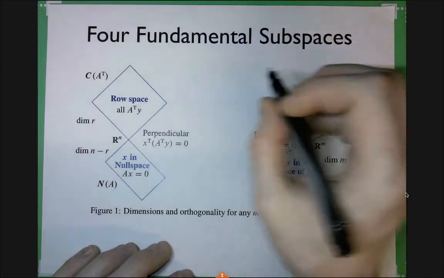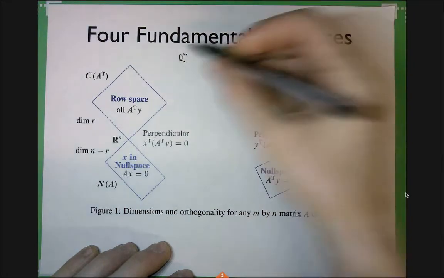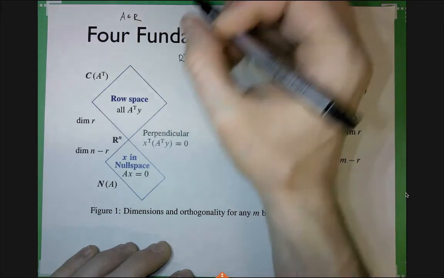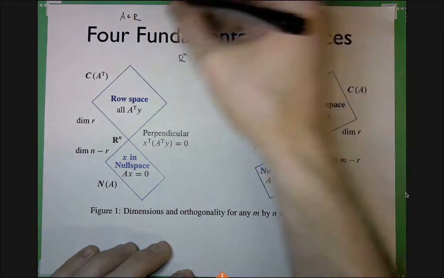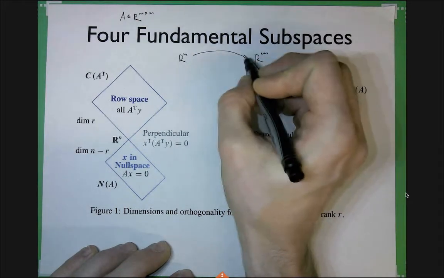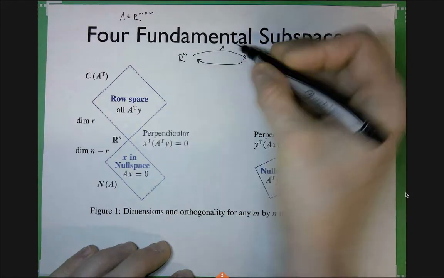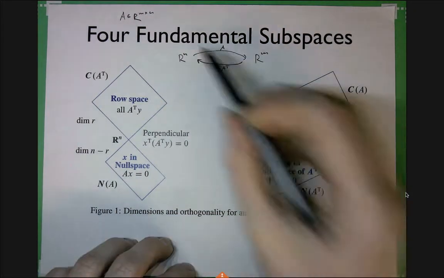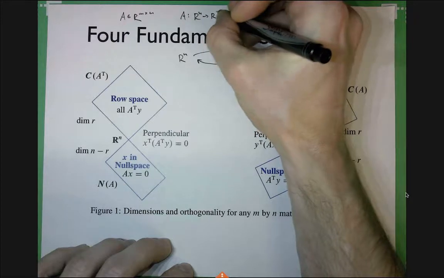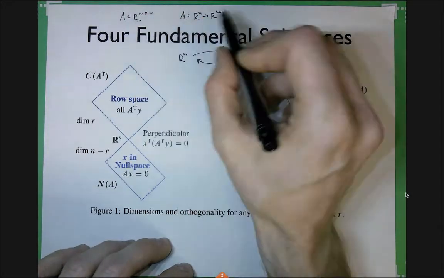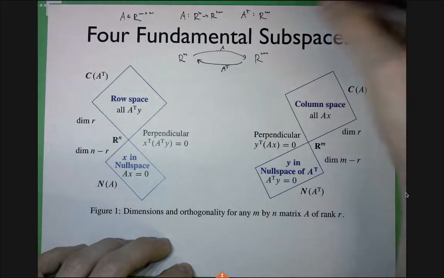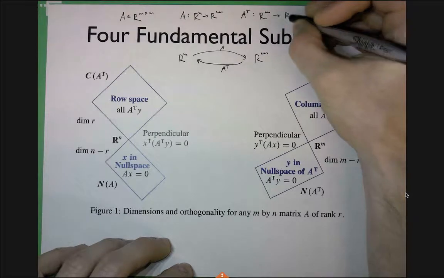So the idea is, if I have a space R^n on the left and R^m on the right, and I have a matrix which is m by n, then this way goes A, and this way goes A transpose. A maps from R^n to R^m. It consumes an n vector and produces an m vector. And A transpose has to go the other way, because it's an n by m matrix, mapping R^m to R^n.